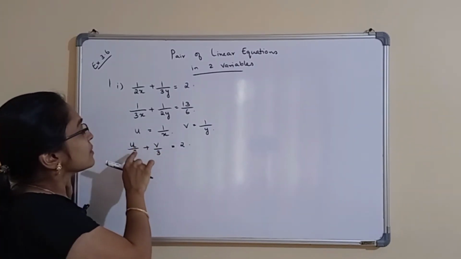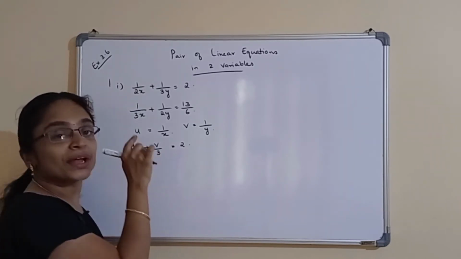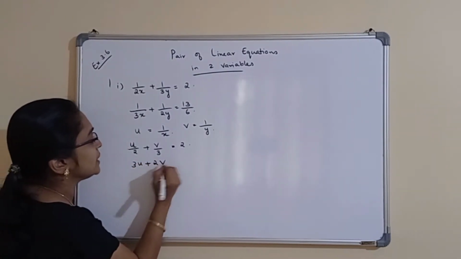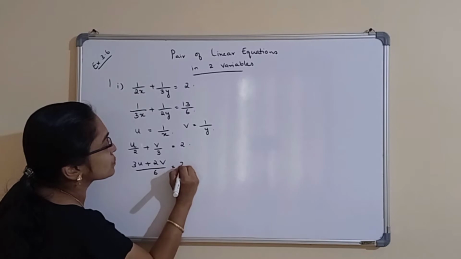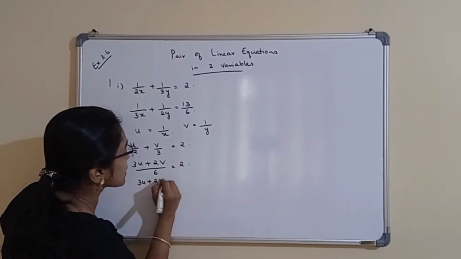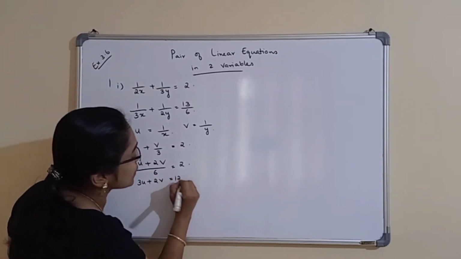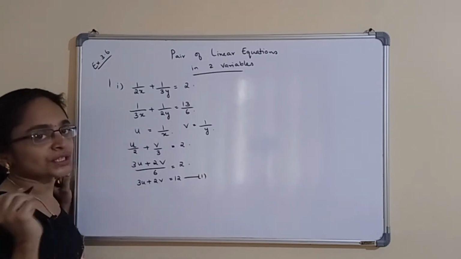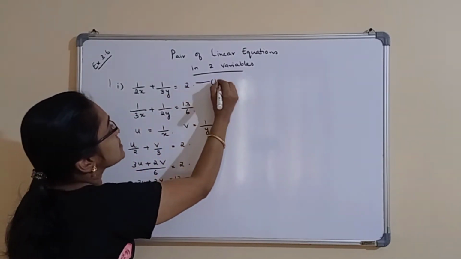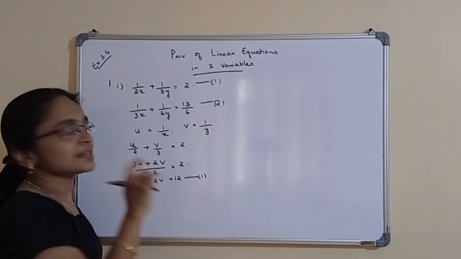And we can add these two fractions, u by 2 and v by 3. So we will get 3u plus 2v by 6 is equal to 2. Which means, cross multiplying this, 3u plus 2v is equal to 12. This is the first equation. Okay, now second one. We can write this as 1 and 2. And this is the simplified form of the first equation.